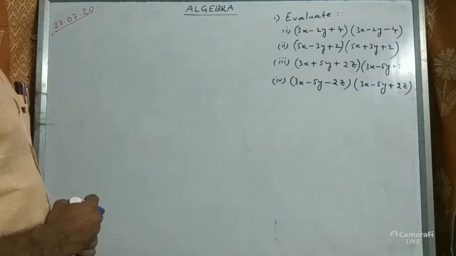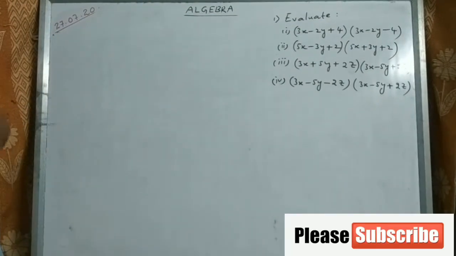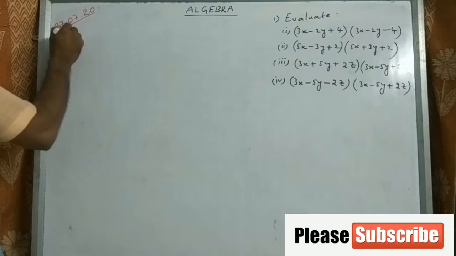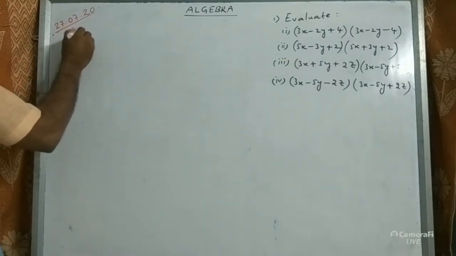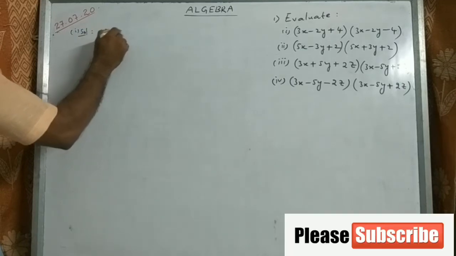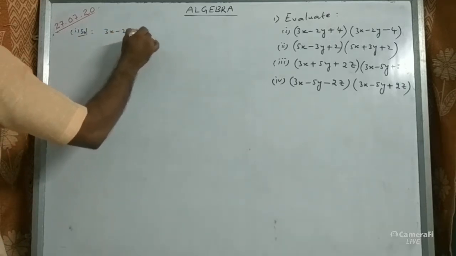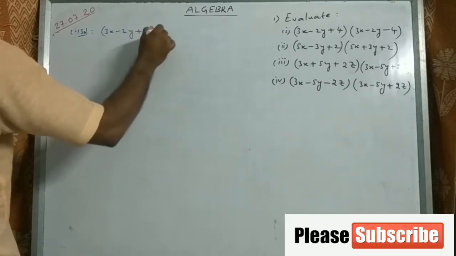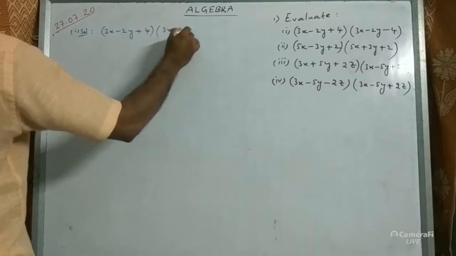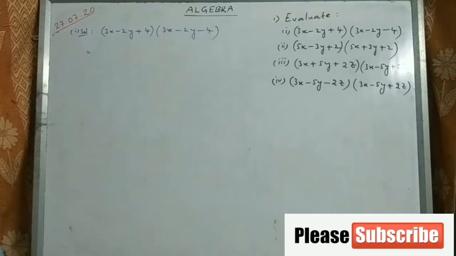Look at that problem. Evaluate by using algebraic identities. First one. Solution: (3x - 2y + 4)(3x - 2y - 4). You look at this.